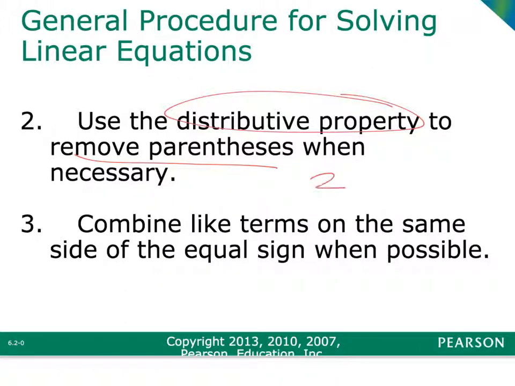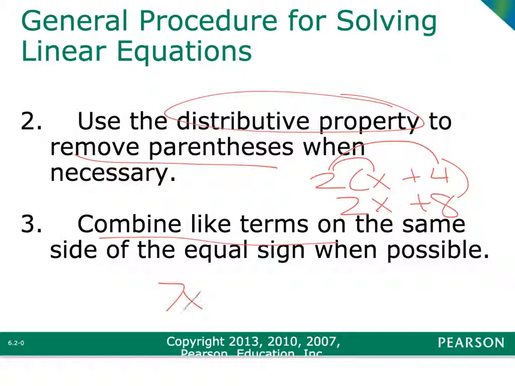So remember, that's the one where if you have a number outside of a set of parentheses, you just multiply every number inside of the parentheses by that item, and the parentheses will go away. Next, you'd like to combine like terms. So if you have any like terms on the same side of the equation, you want to combine those to be down to just one number.